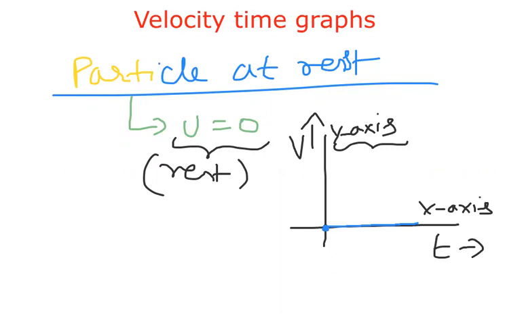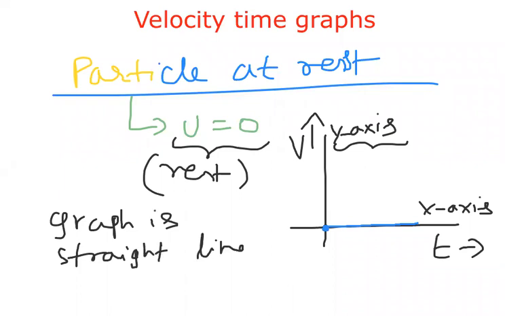We can conclude the graph is a straight line along the x-axis. We can call it the particle is said to be at rest. Particle at rest means the graph is a straight line along the x-axis. So this is the information for the particle at rest condition in the velocity time graph. Now let us observe another one.